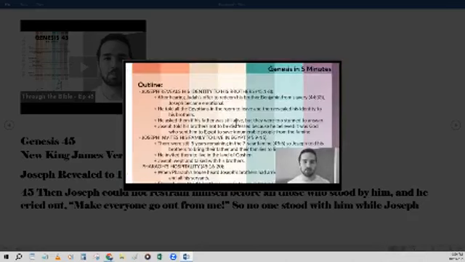As we go through our outline, let me remind you of what we talked about at the end of last chapter. You remember Joseph's silver cup had been found in Benjamin's sack.